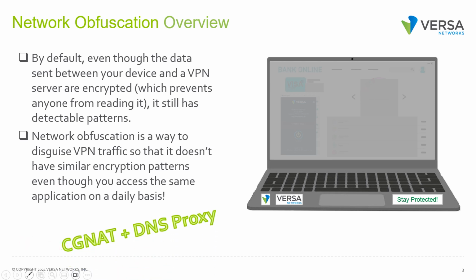Technically, network obfuscation is a combination of multiple security features such as CGNAT and DNS proxy, which are available in the VersaOS security stack. Leveraging those features, we can create a configuration that will eliminate similar VPN traffic patterns, and as a result, it will significantly complicate undesired actions planned by an intruder. Does it sound cool? Let's take a practical look at it.